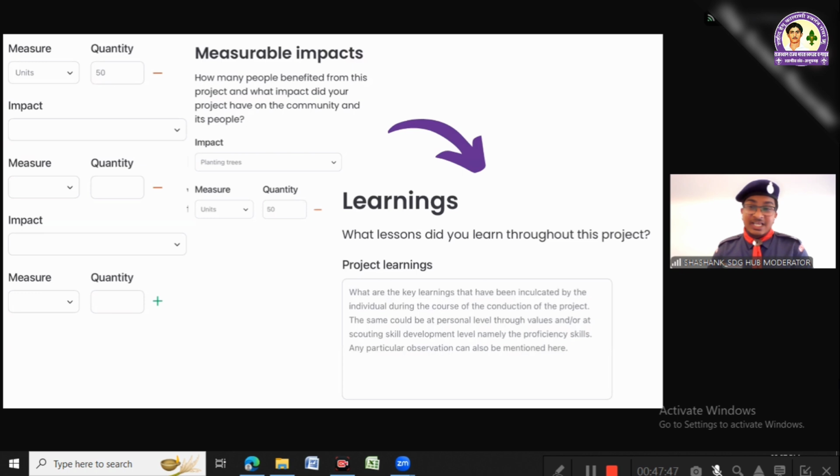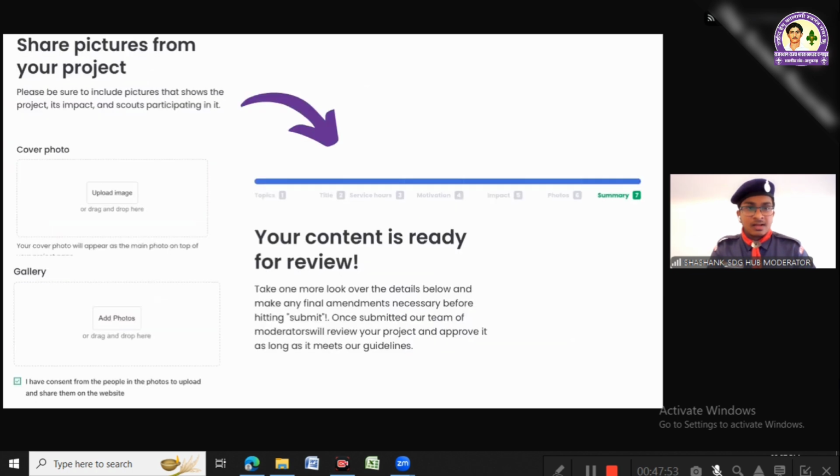And lastly, your cover photograph, as I showed you, with the entire group. For example, I say 8 people have gone and worked. The cover photo can include a banner or 8 people standing together. This is really important because it will help us determine how many participants were there, how many scout volunteers were there.